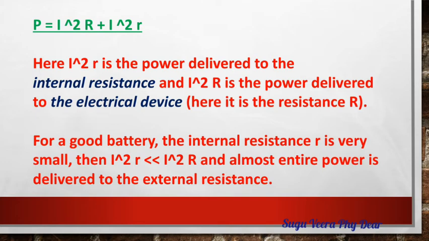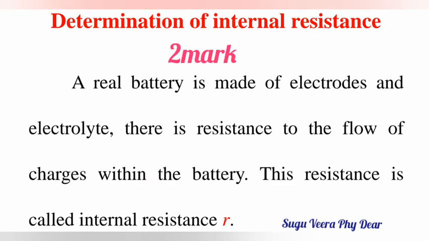For a good battery, the internal resistance r is very small. Then I squared r is less than I squared R and almost the entire power is delivered to the external resistance. In the exam, the definition is 2 marks and determination of internal resistance is 5 marks.